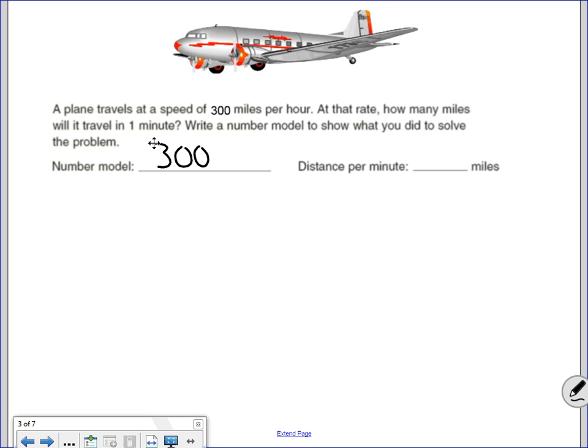Let's figure out how many minutes are in an hour. 60. So we're going to divide it by 60. 300 divided by 60 equals 5. Our number model will be 300 divided by 60, which equals 5. That will tell us how many miles it's traveling each minute. Okay?